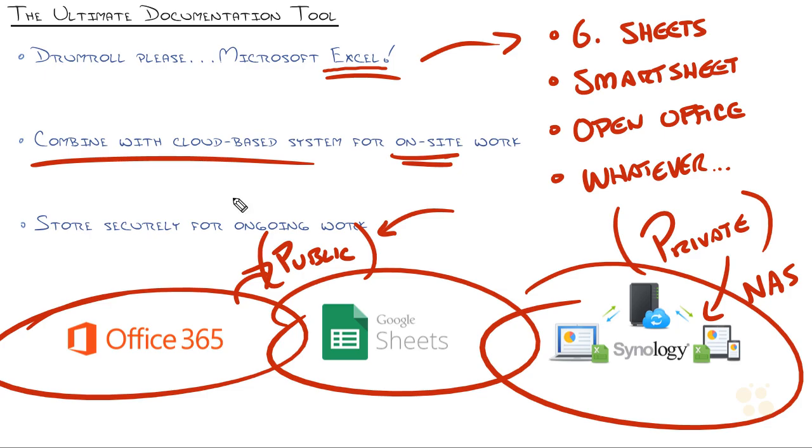Once you're done with the on-site work, store it securely somewhere. And again, that could be the public or private cloud, could be in an encrypted folder. Essentially, this is the roadmap of your network. You don't want to have it fall into the wrong hands.